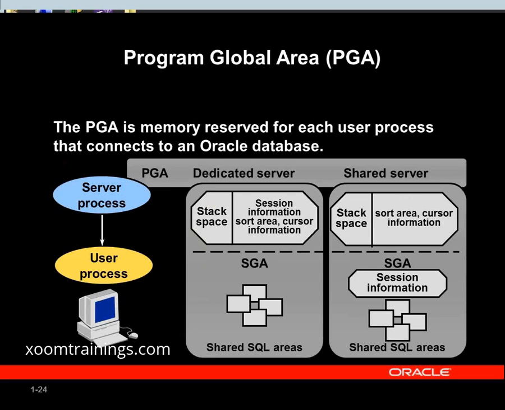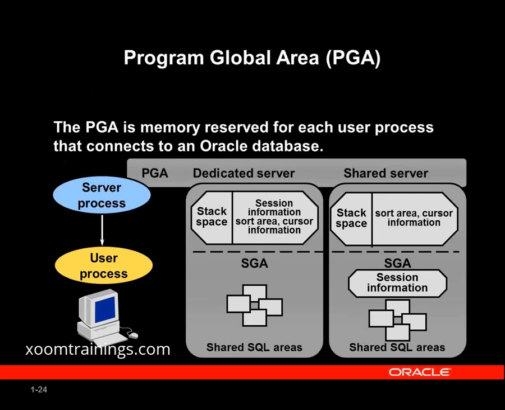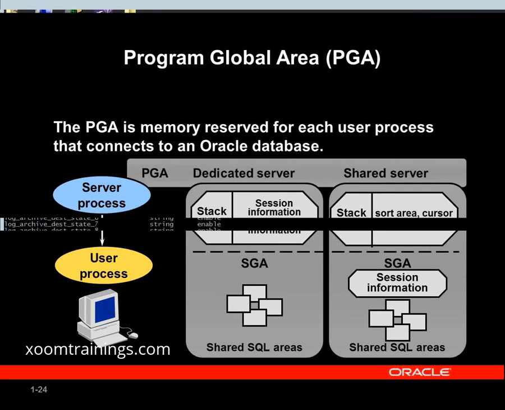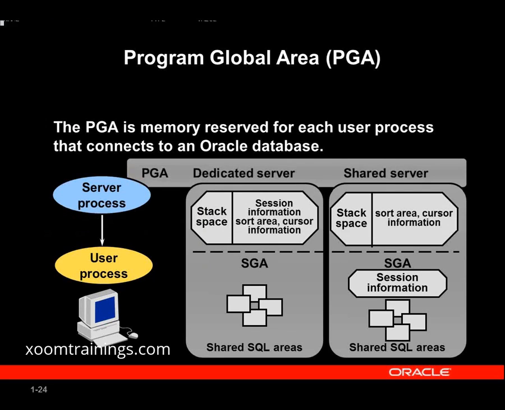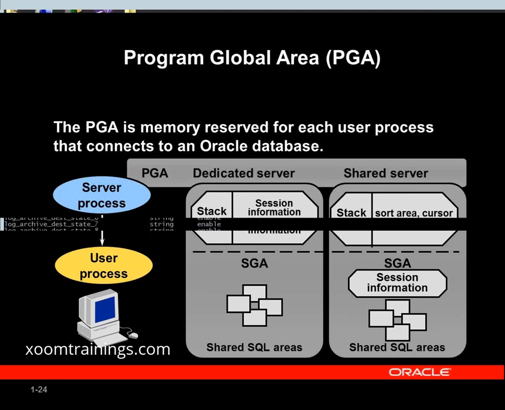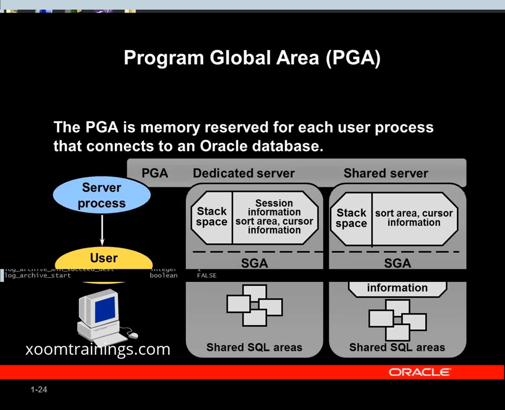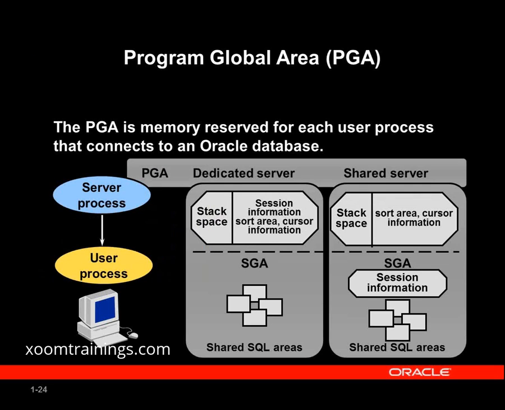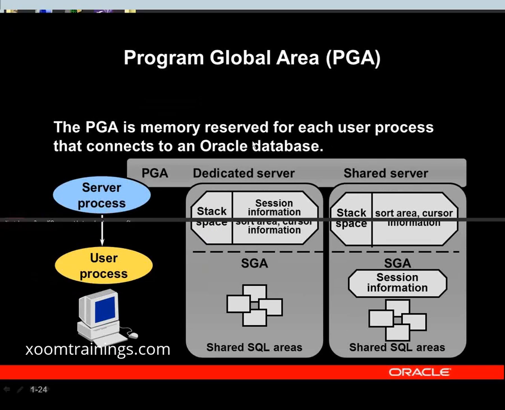Now the program global area, the PGA, as I said in the architecture, is allocated by server processes. What exactly is the use of the PGA, the program global area, or process global area? It is a memory area allocated by the server process when a user tries to connect with the database. Each user connected to the database has their own separate PGA. The PGA is memory reserved for each user process connected to the database.